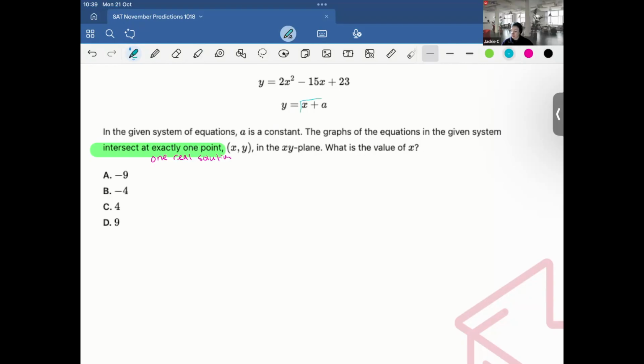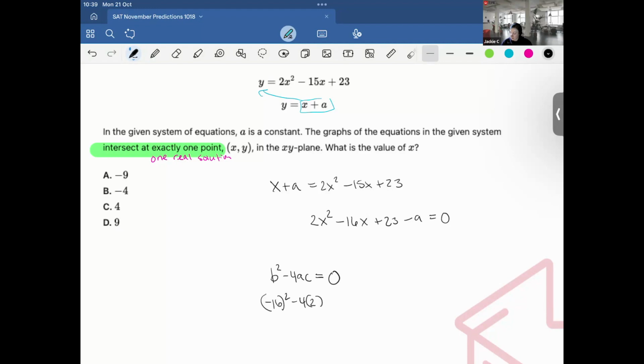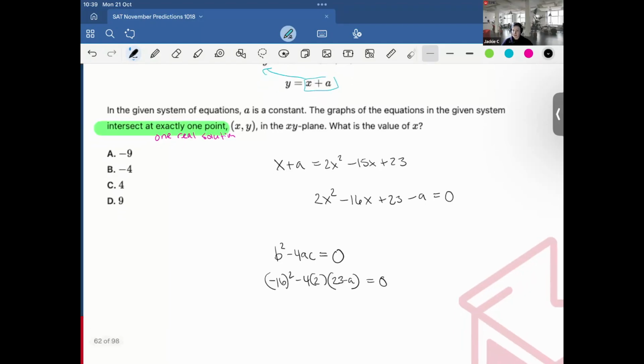Here I want to substitute this in for y. So I'd have x plus a is equal to 2x squared minus 15x plus 23. Put everything in terms of 0. So this would be 2x squared minus 16x plus 23 minus a equals 0. And then again, my discriminant is b squared minus 4ac, and when it's exactly one real solution, it's equal to 0. So negative 16 squared minus 4, my a value is 2, and my c value is 23 minus a, equals 0. And then let us solve.